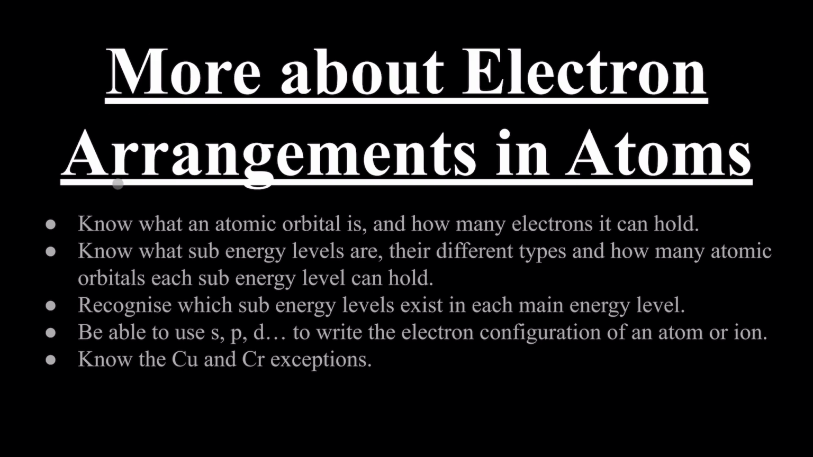So today the learning objectives are as follows. Know what an atomic orbital is and how many electrons it can hold. Know what sub-energy levels are, their different types, and how many atomic orbitals each sub-energy level can hold. Recognize which sub-energy levels exist in each main energy level. Be able to use SPD to write the electron configuration of an atom or an ion. And know the copper and chromium exceptions. These are just the chemical symbols for copper and chromium respectively.